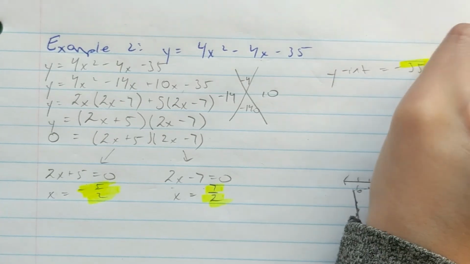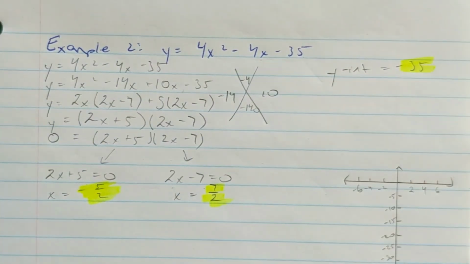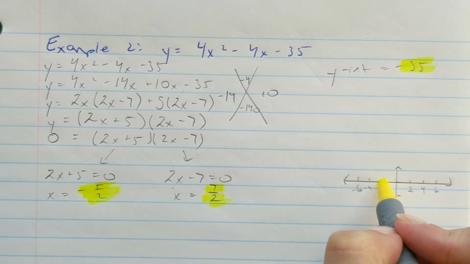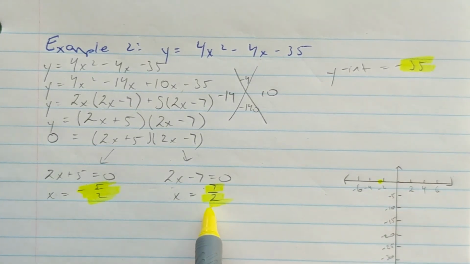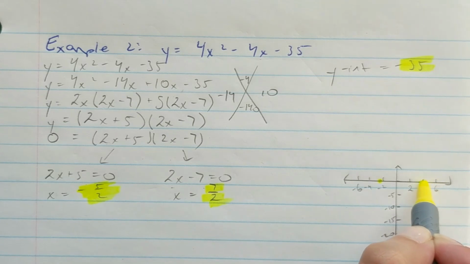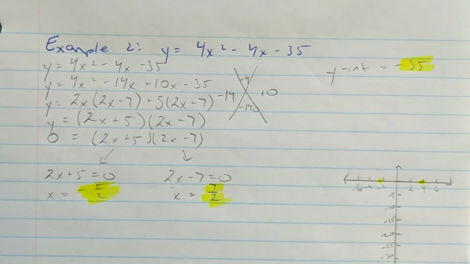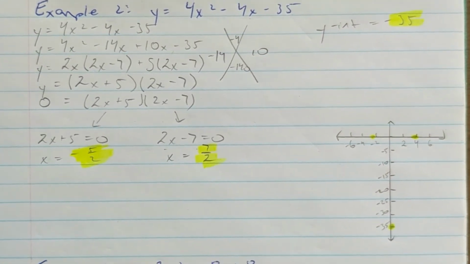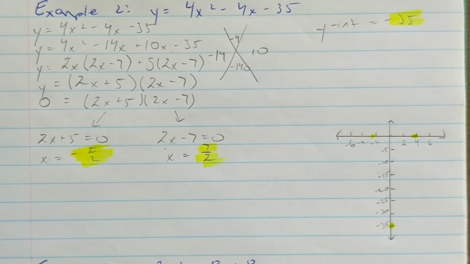Now it's hard to imagine sometimes what fractions are going to look like on a grid, so you can convert these into decimals if it's a little bit easier. Negative 5 over 2 is negative 2.5, so approximately right here. And 7 over 2 is 3.5, so approximately right here. A little more to the left. And negative 35 is all the way down here. So we can already start to see the shape of our parabola. Once again, we can see it is opening up.